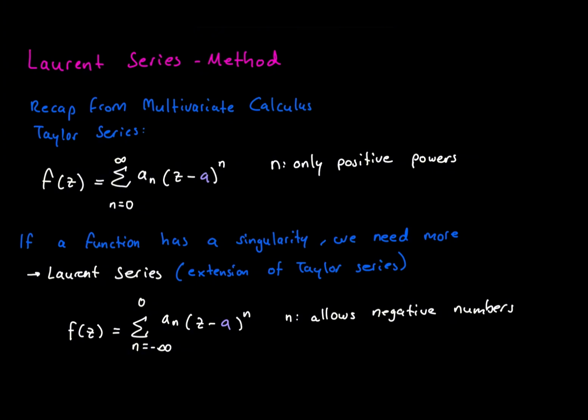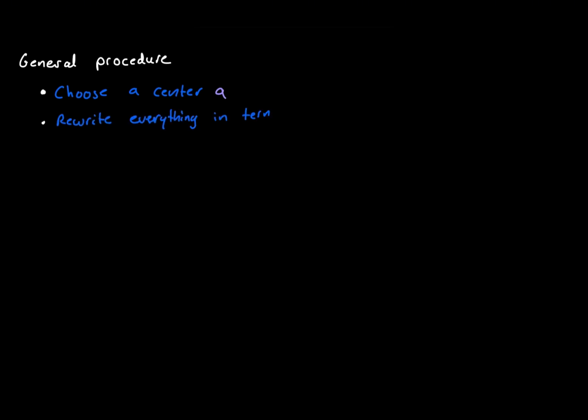Now, before we do an example, here is the general procedure. Step 1, find the center. If we expand around a point a, then everything must be written in powers of z minus a. Step 2, rewrite the function. We force everything into z minus a. Step 3, use a known series.